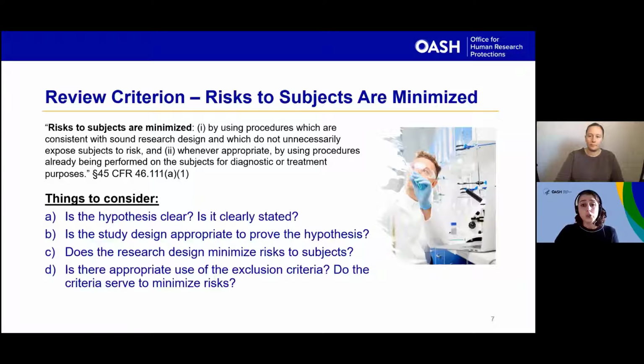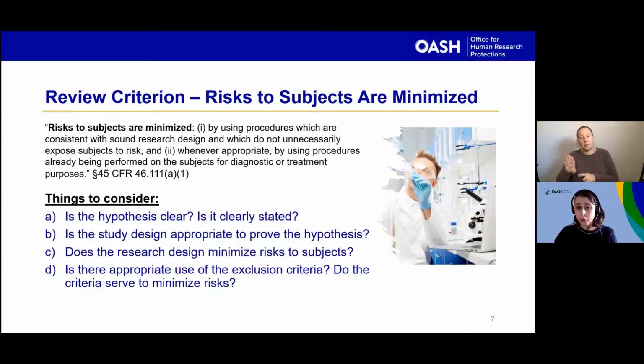Okay, so let's start with the criterion that risks to subjects be minimized. The regulations state that this is to be done by using procedures that are consistent with sound research design, which do not unnecessarily expose subjects to risk, and whenever appropriate, by using procedures that are already being performed on the subjects for diagnostic or treatment purposes. So what sorts of considerations should this criterion prompt for both the researcher and the IRB?